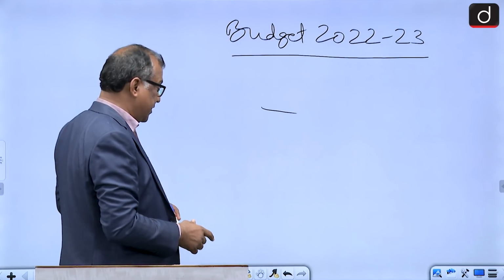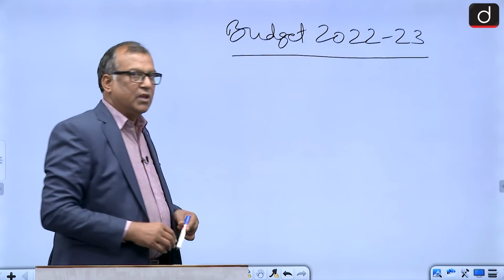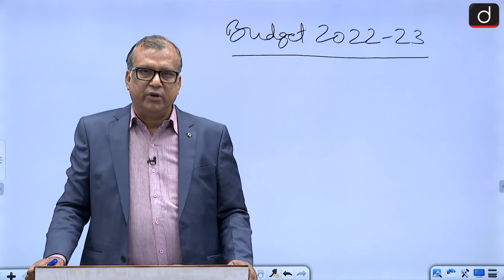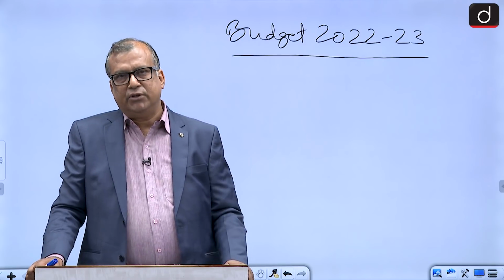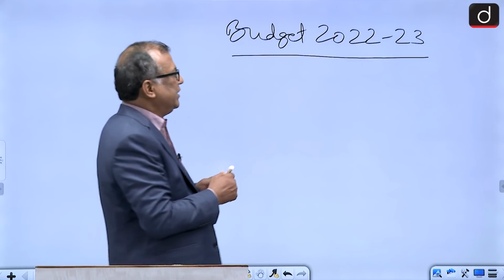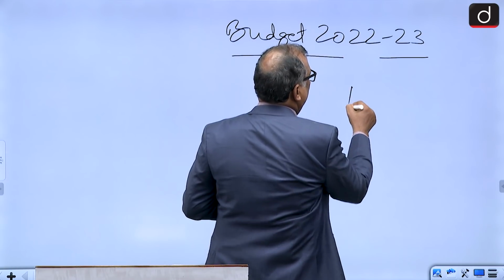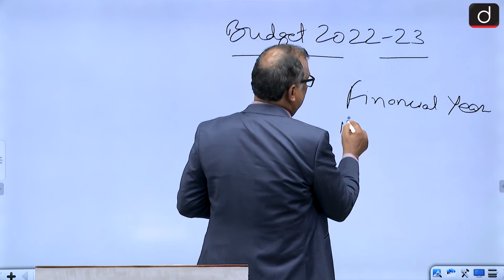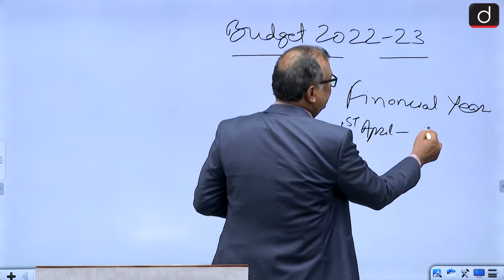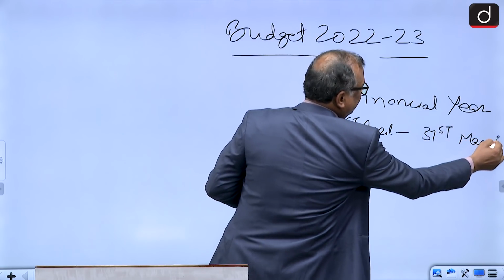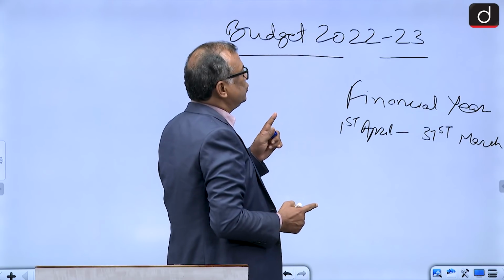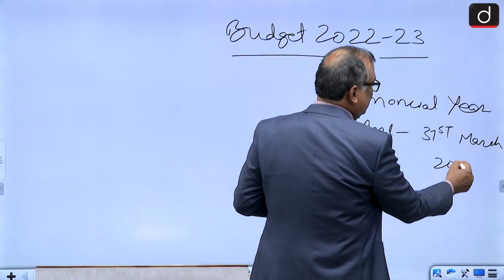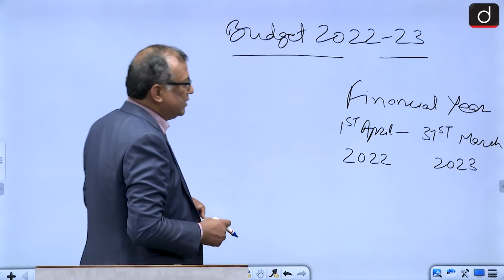Before looking at the broader provisions of the budget, we should, as a precautionary measure, look at certain basic phrases or basic concepts which are frequently used in discussion of the budget. One, that is financial year. You know, the financial year begins on 1st of April and completes on 31st March next year. So, budget 2022-23 is meant for 1st April 2022 to 31st March 2023. This year would be called the budget year.